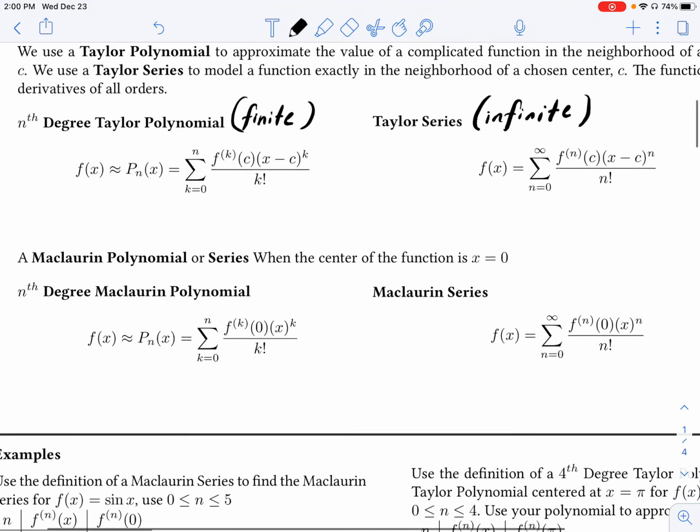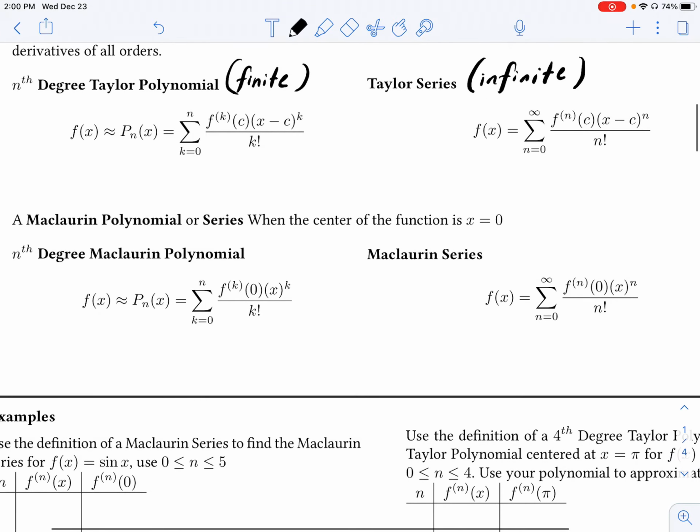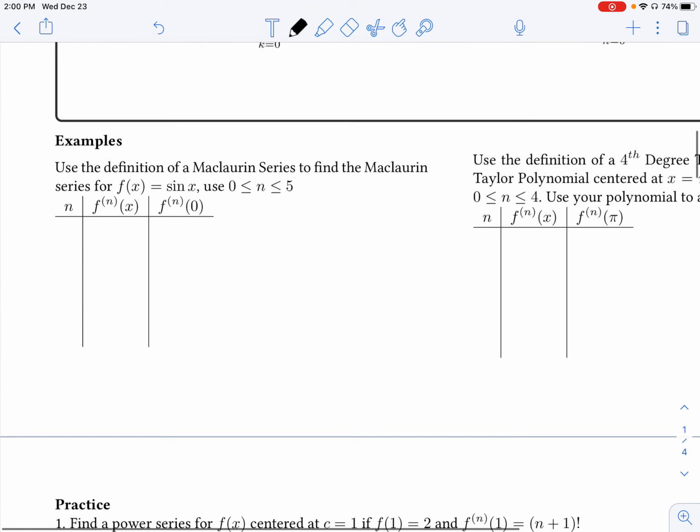A Maclaurin series is simply a specific type of Taylor series. It's when the center of the function is at x equals 0. So if we're looking at this carefully, we're going to use these here to help us generate some Taylor and Maclaurin series in some of the examples below. So let's get started. So let's start with this first problem here.